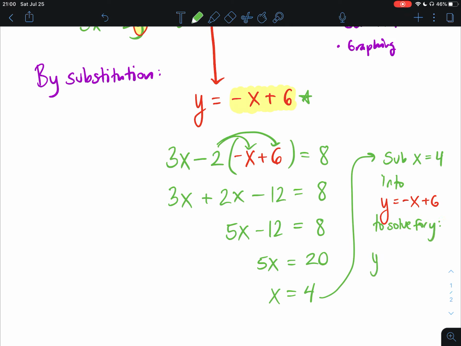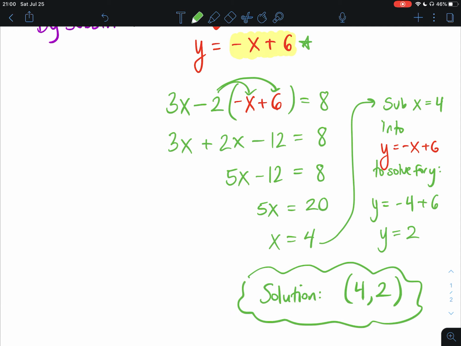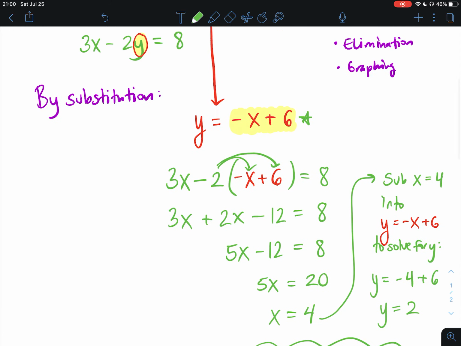So then we'll get y equals negative 4 plus 6, because x is 4, and it says negative x plus 6. So negative 4 plus 6 should be 2. Cool. So our final solution is often stated in problems like this as an ordered pair. So you would just say 4 comma 2. So that's what it looks like to solve by substitution. And hopefully that feels like a familiar technique.